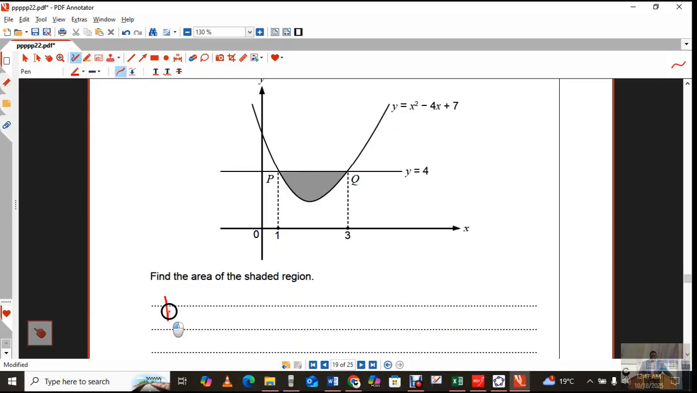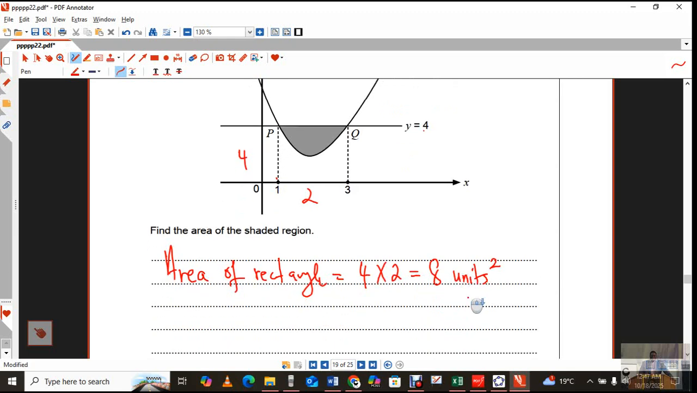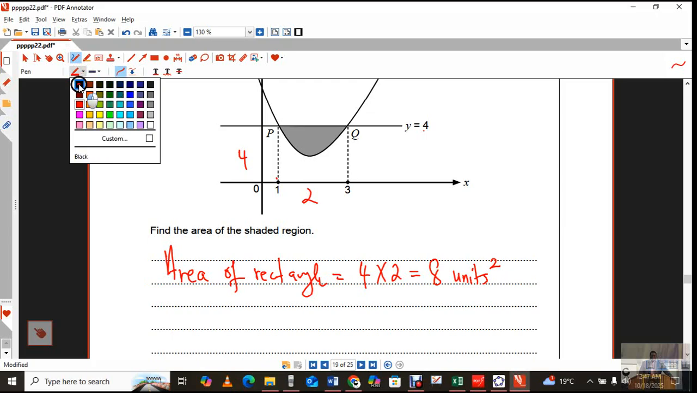So the area of the rectangle is equal to 2 times 4, because from there to there is 4. So it is 4 times 2, which is 8 units squared. Okay, then I will look at the area of the curve. Now, what is the area of the curve? The area of the curve, we are going to integrate. That is what integration allows us.